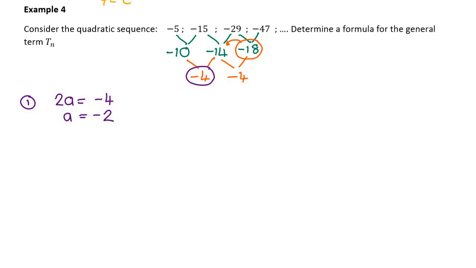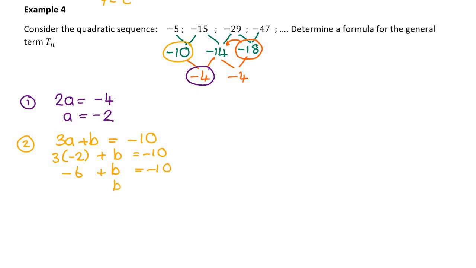Second step, my first difference is equal to 3a plus b. So 3a plus b is going to equal -10, but I know a is -2, so that will give me an equation with only b, so -6 plus b equals -10. If I add 6 to both sides, I get -4.